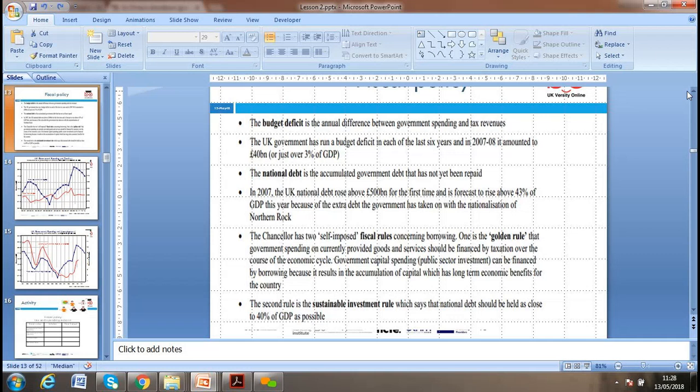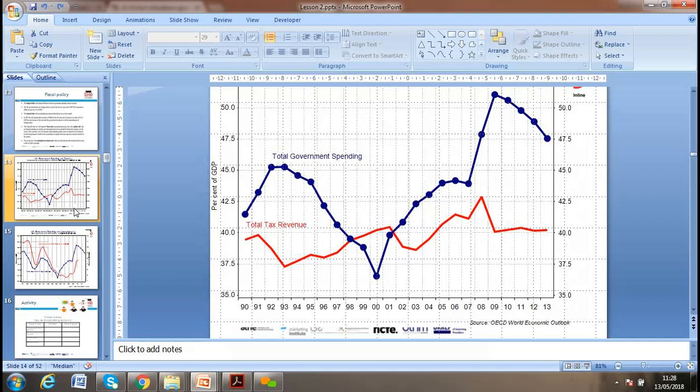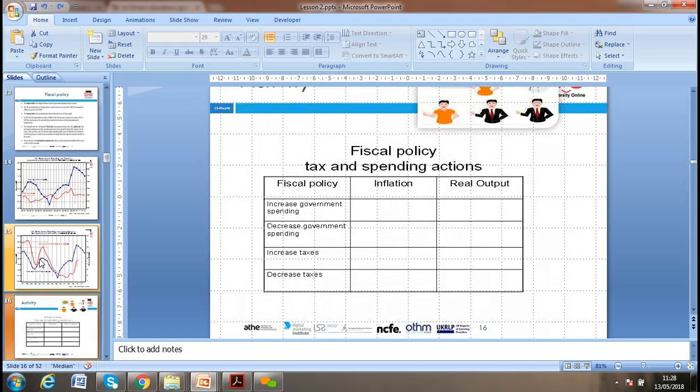So the budget deficit is the annual difference between government spending and taxes. The UK government runs a budget deficit each year. In 2007-8 it was just over 3% of GDP. Then they tried to reduce it, and still there is a difference between government spending and government tax revenue, as you will see from these graphs as well. Through fiscal policy the government tries to adjust these differences, the gap. Unemployment will of course be impacted as well: unemployment can be a bit higher or lower depending on whether the government is injecting or spending more money.